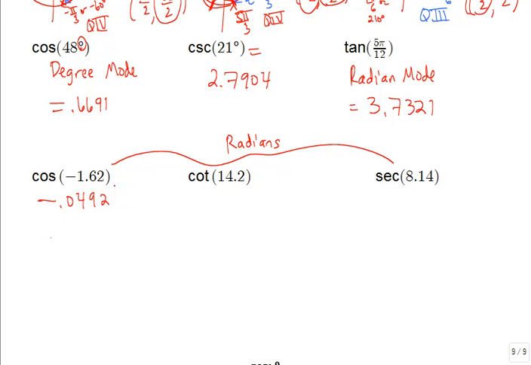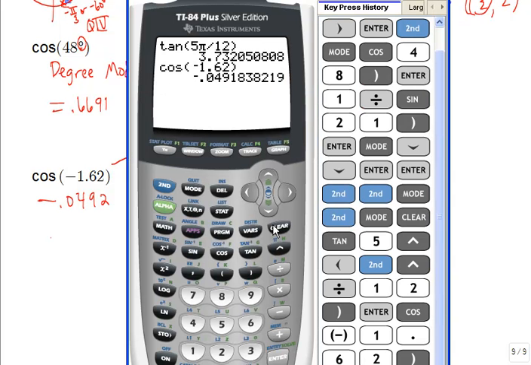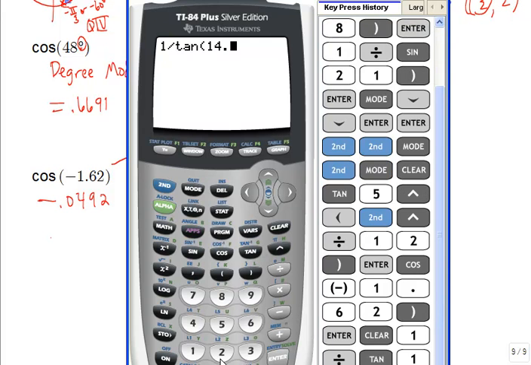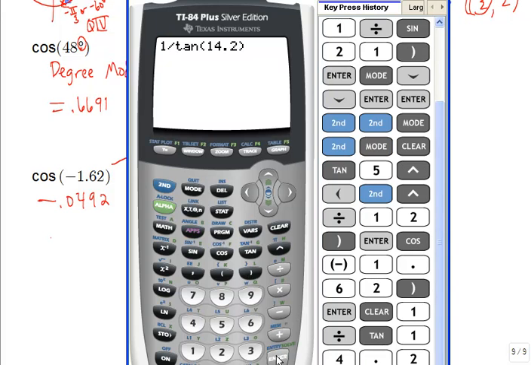And then if I want cotangent, there's no built-in cotangent. So I'm going to have to do 1 divided by tangent. I'm going to have to use that reciprocal idea. So I want to do 1 divided by the tangent of 14.2. And we get negative 0.0629.